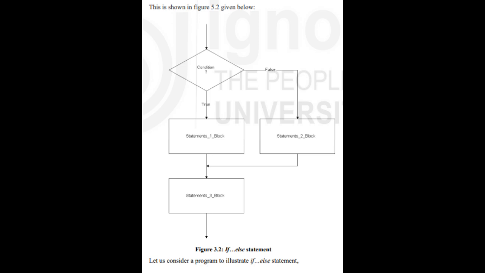If the condition is true, then the sequence of statements_1 block executes, otherwise the statements_2 block following the else part of the if-else statement will get executed. In both cases, the control is then transferred to statements_3 to follow sequential execution of the program. This is shown in figure 3.2 given below. Look at the screen. Figure 3.2, if, else statement.